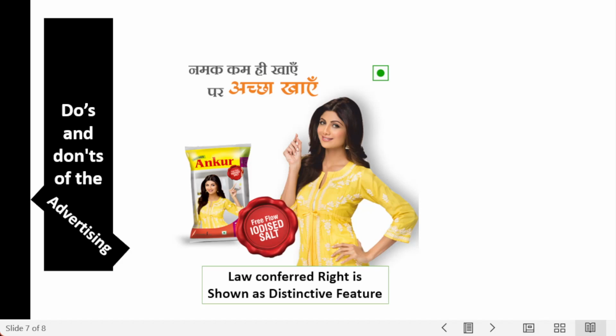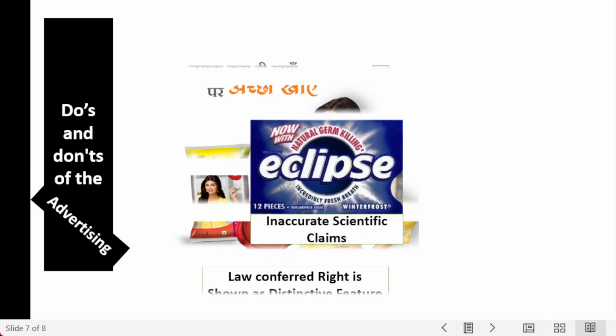Now here in this ad you can see iodized salt. Now salt being iodized is being shown as a uniqueness of the product. But iodine contained salt is a requirement of the law. So in hilly regions, lack of iodine led to various diseases, and the government of India made it mandatory that every salt produced and sold in the market must contain iodine. So that's why it is a requirement of the law. It cannot be sold as a distinctive feature of that product.